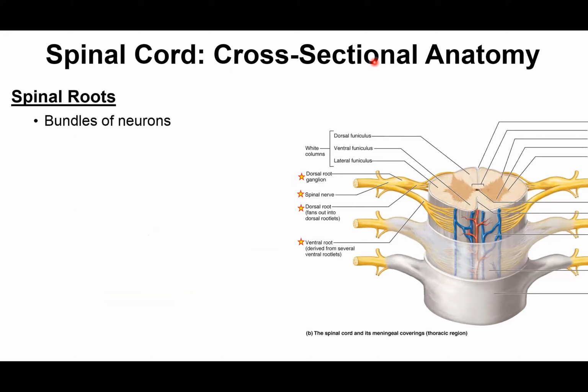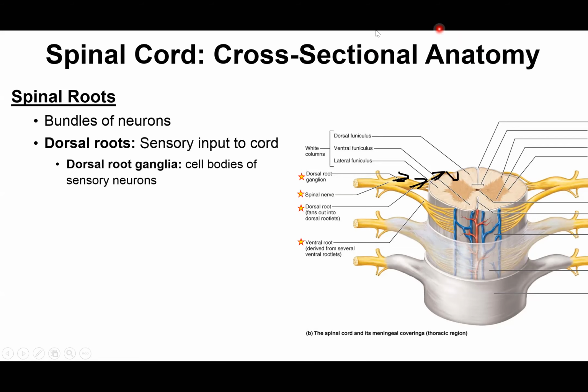So I've already mentioned these spinal roots, but I'm just going to touch a little bit more on them. They are bundles of neurons. And so our dorsal roots do sensory input into the cord. So they are going to be receiving sensory information and sending it into the spinal cord. Okay. And again, these roots, they're just collections of neurons.